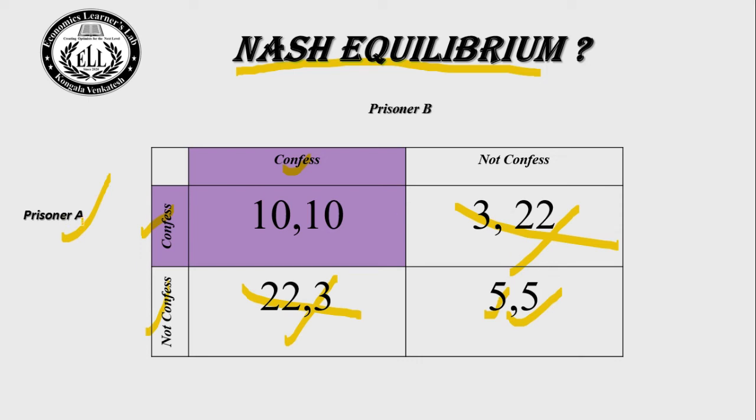If prisoner A does not confess and prisoner B confesses, then A will be in trouble. So this is also not the best strategy for both parties. So the best strategy is for both of them to confess. So here the Nash equilibrium also comes into place. Hope you have understood what game theory is, what a dominant strategy is, and what a Nash equilibrium is. Let us solve some multiple choice questions.